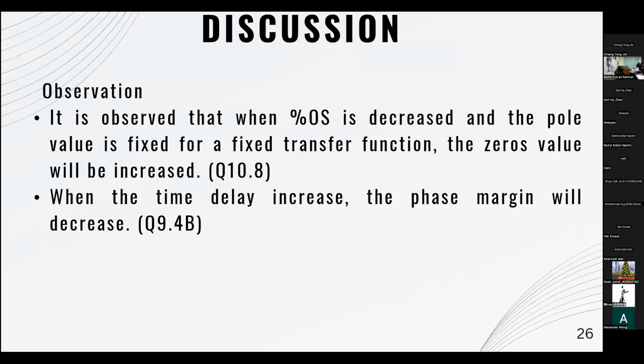Based on the assignment we did, we can observe that when the percent overshoot decreases and the value of the pole in the transfer function is fixed, the zero value will increase, like in question 10.8. Then for the time delay increase, the phase margin will decrease, like in question 9.4b just now.